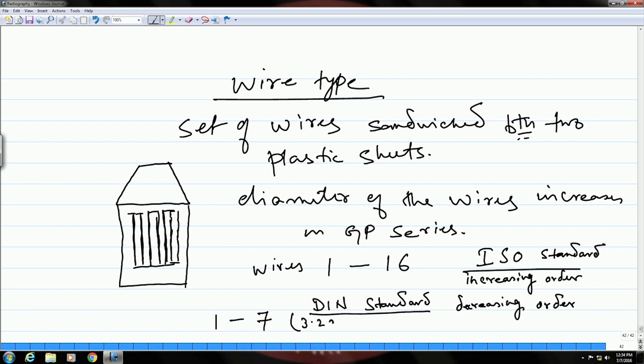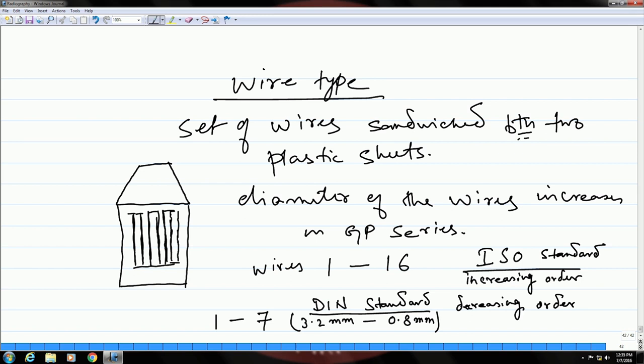For example, you could have wires from 1 to 7 in this series, and for the DIN standard it will have 3.2 mm for the number 1 wire, and as you increase the number it will decrease, and finally for the smallest wire it is 0.8 mm which is number 7. For the ISO standard it is just the opposite, it is increasing. So, in that case number 1 wire will be 0.8 mm and as you increase the number of the wires the diameter will increase, and for that case number 7 will be 3.2 mm.